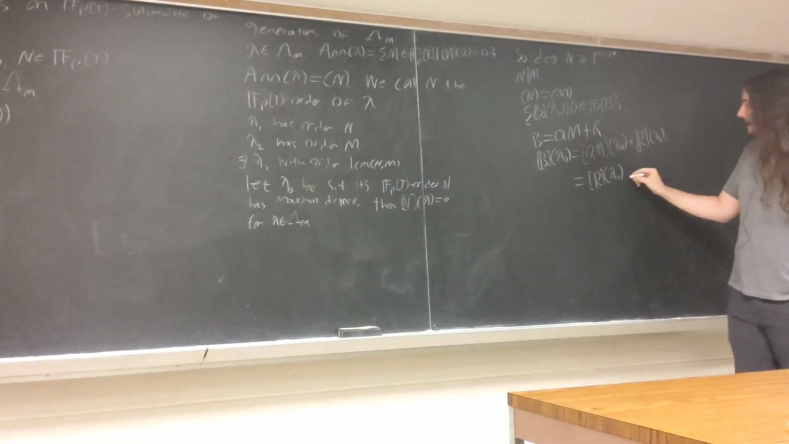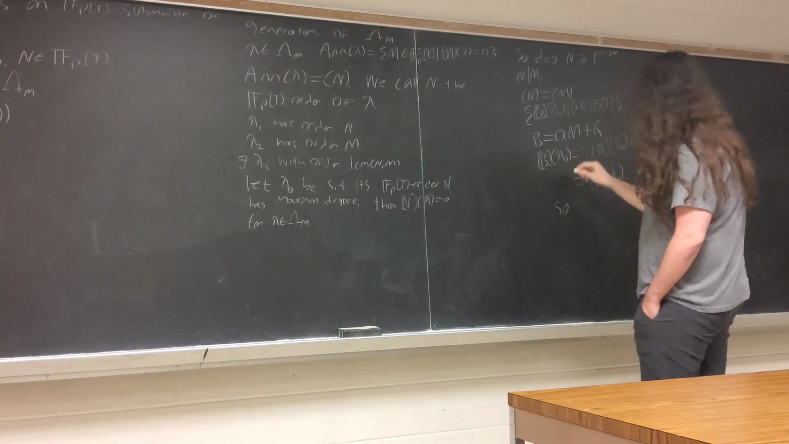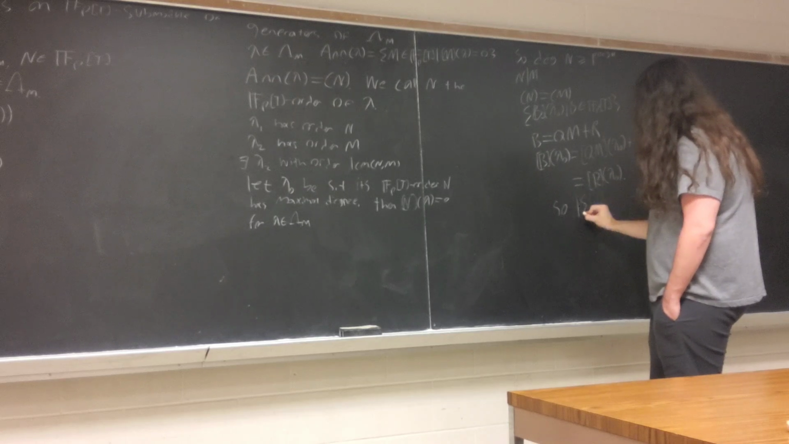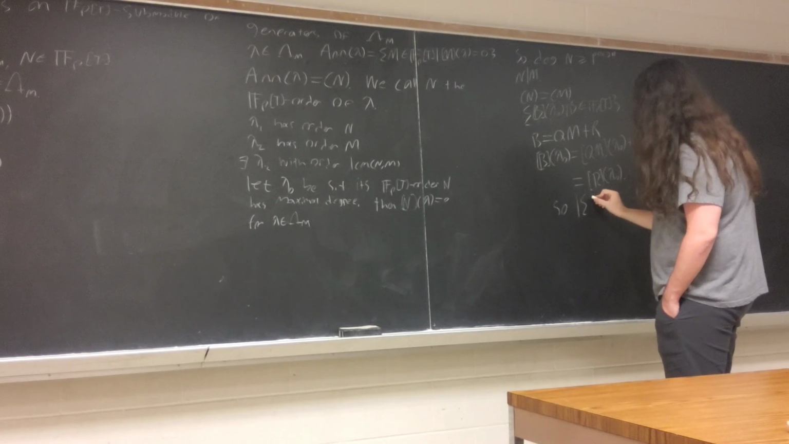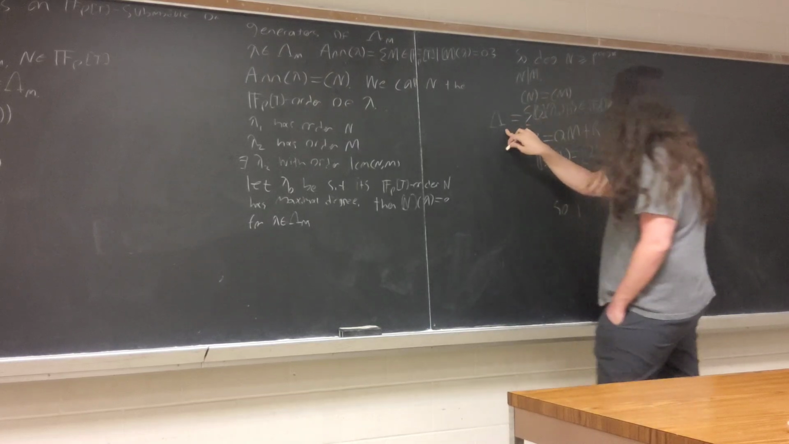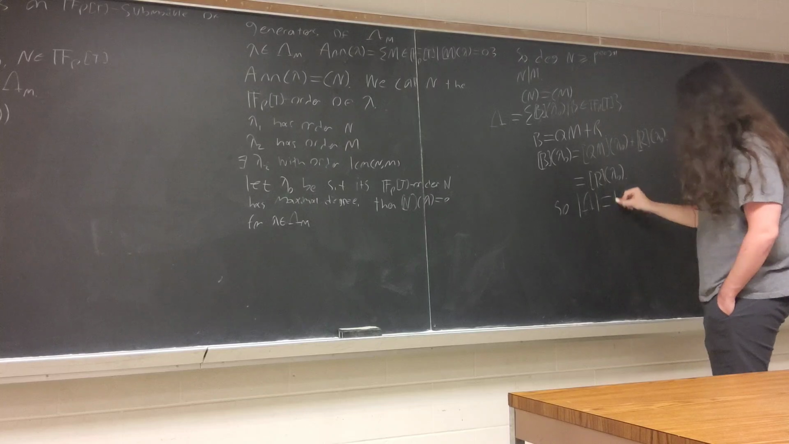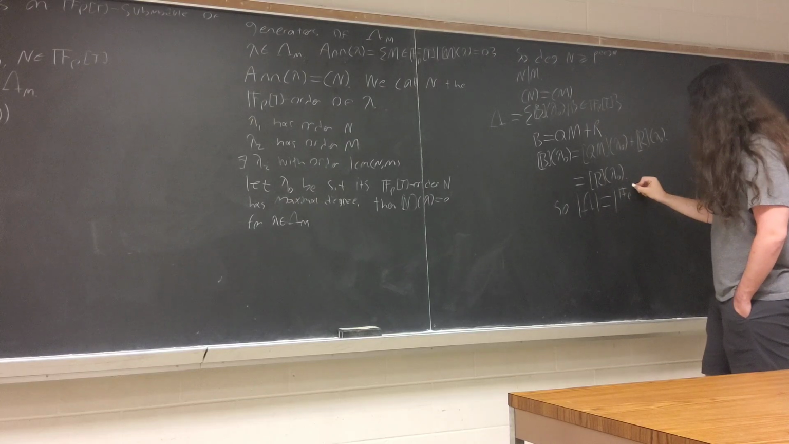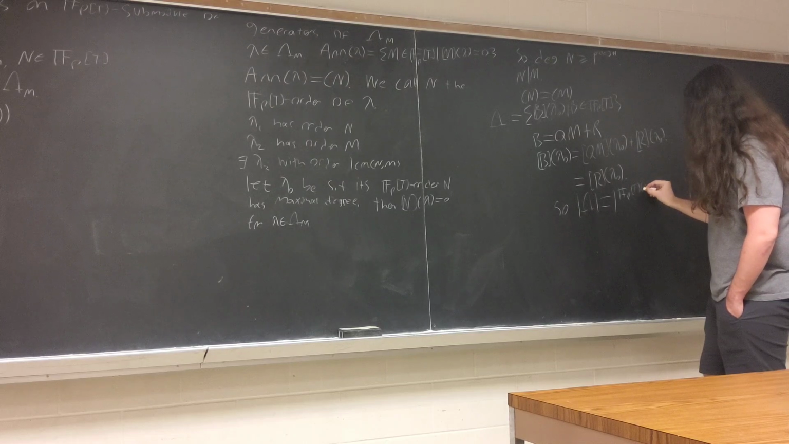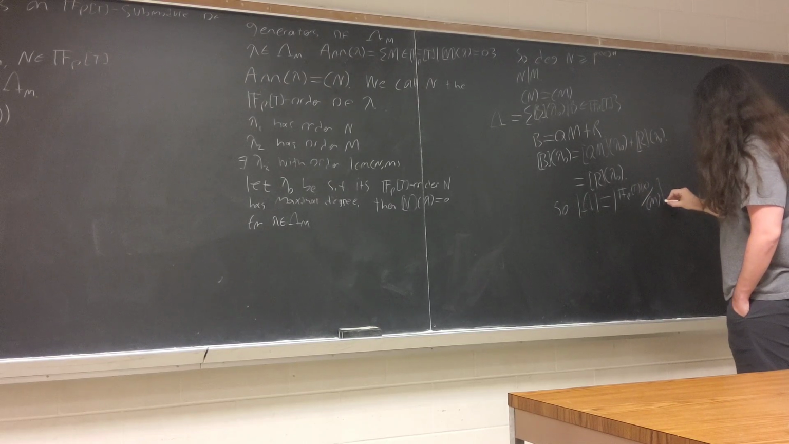So that gives us the size. I should have given a name to this. We'll just call it lambda without anything. We want that this is equal to lambda m. So the size of that is going to be the size of F_p[x] mod the ideal generated by m, right?